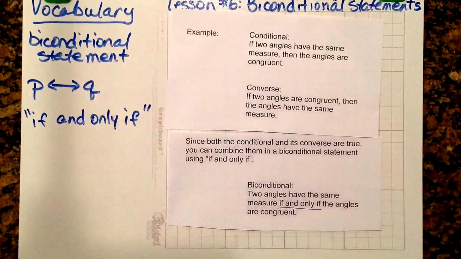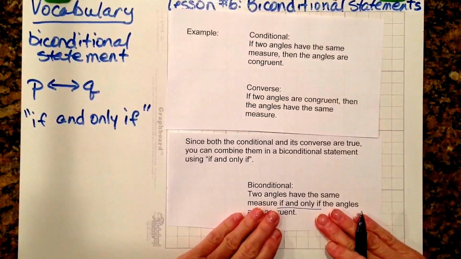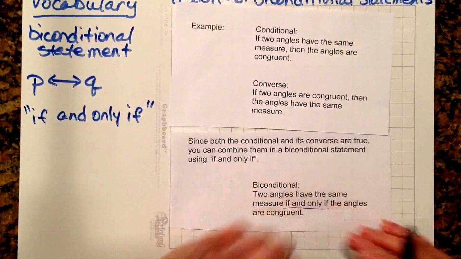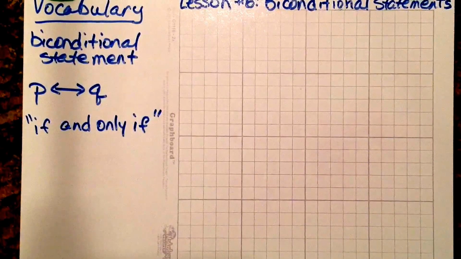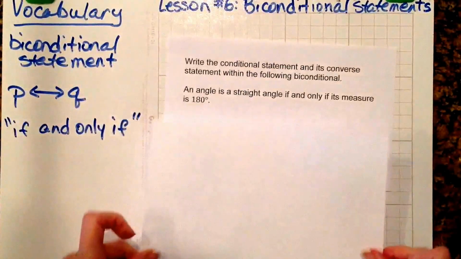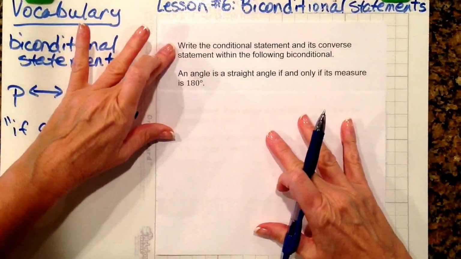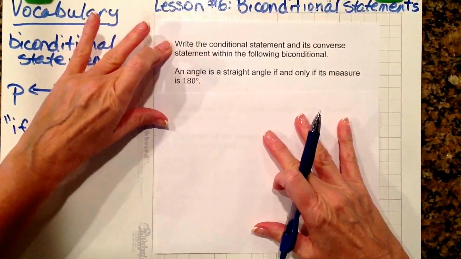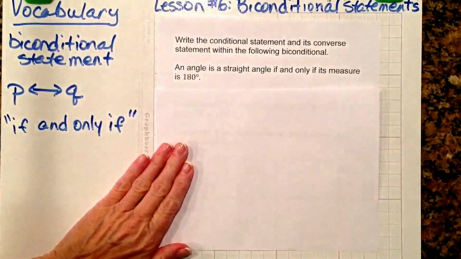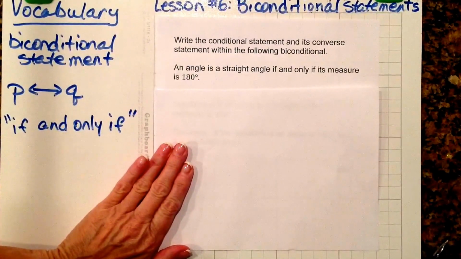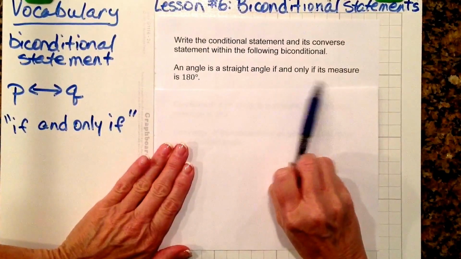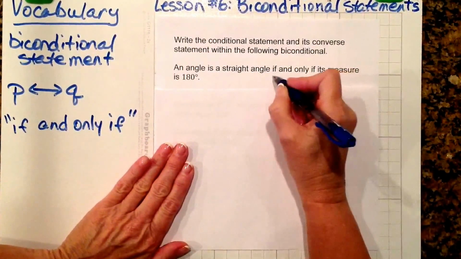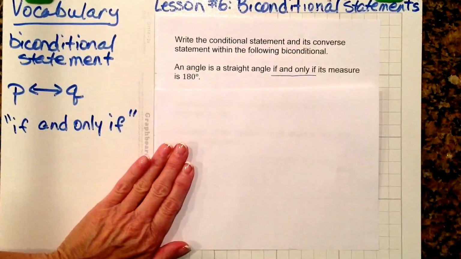Okay, now we're going to work backwards. I'm going to give you a biconditional statement and you are going to give me its conditional and its converse. So this is the last thing we're going to do. Here we go. Write the conditional statement and its converse statement within the following biconditional. Okay, this is a biconditional statement. An angle is a straight angle if and only if its measure is 180. See the if and only if? That tells me I know it's a biconditional.